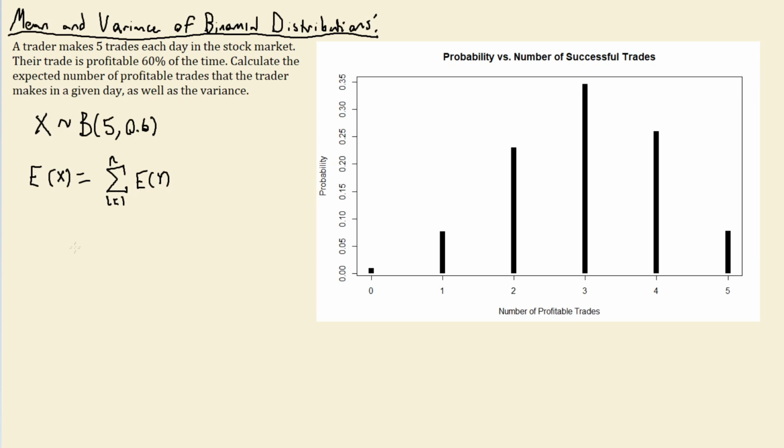Well, each experiment is either going to contribute 1 profitable trade, and that's going to happen 60% of the time, or it will contribute 0 profitable trades. And so it won't add to the total, and that's going to happen 40% of the time. These are the only 2 possible outcomes, so the expected value of each of these experiments is going to be 1 times the probability of success, 0.6, plus 0 times the probability of failure, 0.4.